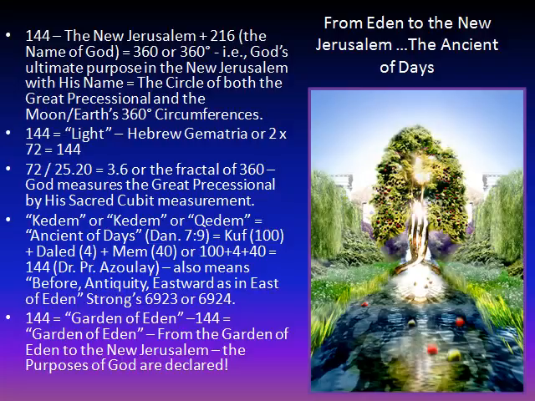It also means as well before, antiquity, eastward as in east of Eden, from Strong's Concordance of the Hebrew words 6923, 6924. 144 can also mean the Garden of Eden. 144 is equal to the Garden of Eden. From the Garden of Eden to the New Jerusalem, the purposes of God are declared.